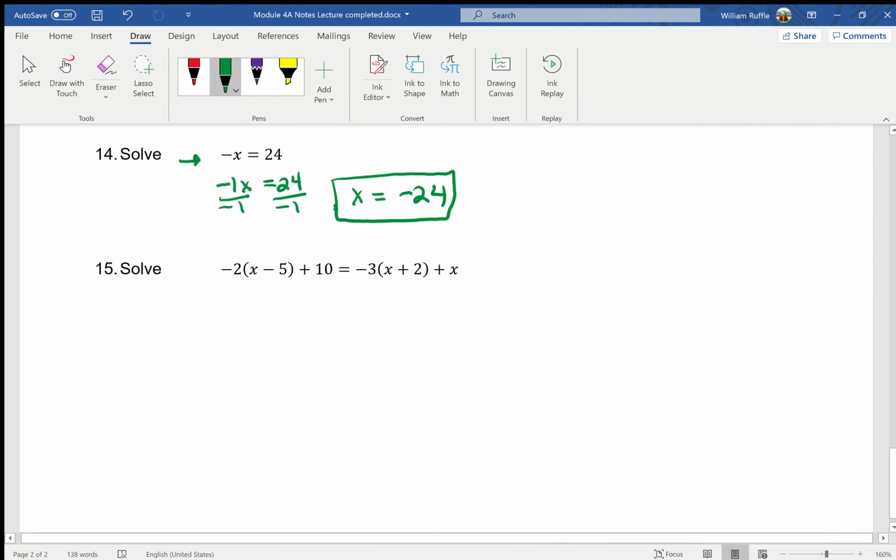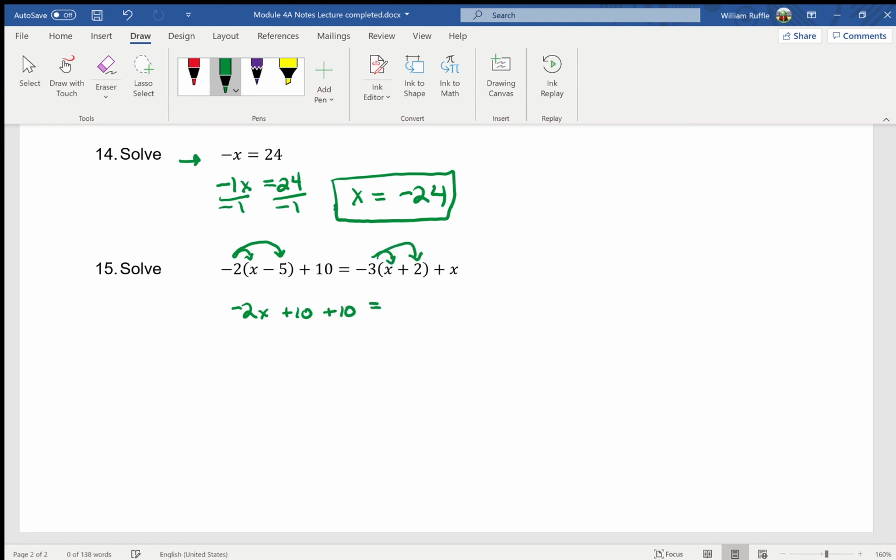All right, and the last question for this section, that's a pretty fast one. We're going to be under 15 minutes on this. So I need to get rid of the parentheses, so I need to distribute the negative 2 to each one of these. So negative 2 times x is negative 2x. Negative 2 times negative 5 is plus 10. Plus 10 equals, now I got to distribute the negative 3, get negative 3x minus 6 plus x.